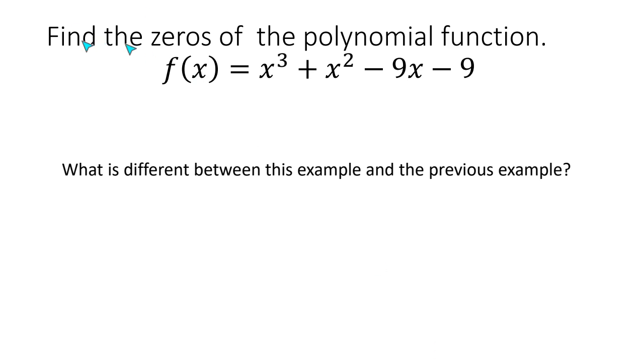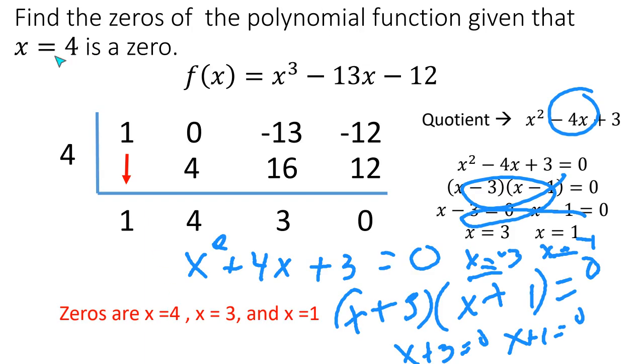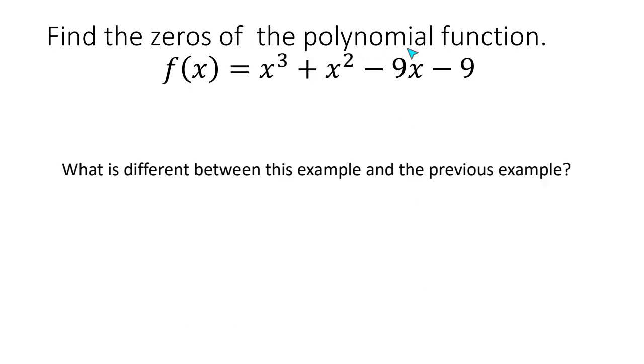Now, the next question says, find the zeros of this polynomial. And I have a question here. What is the difference between this example and the previous? If we go back to the previous, they give you the polynomial, but they tell you that x equals 4 is a zero. In this next problem, they don't tell you that there's a zero at all.